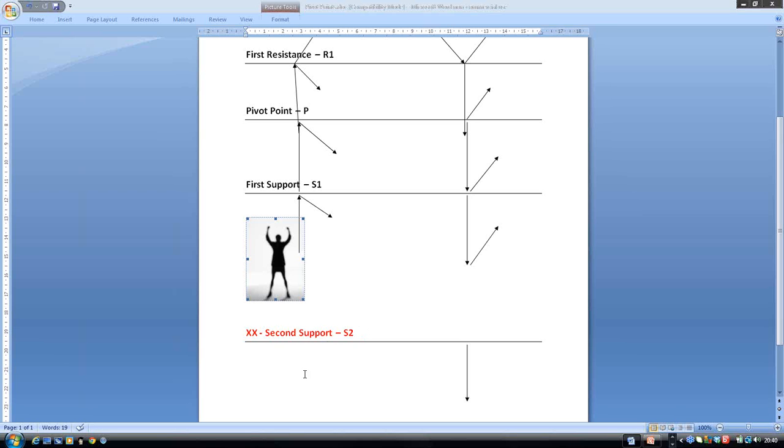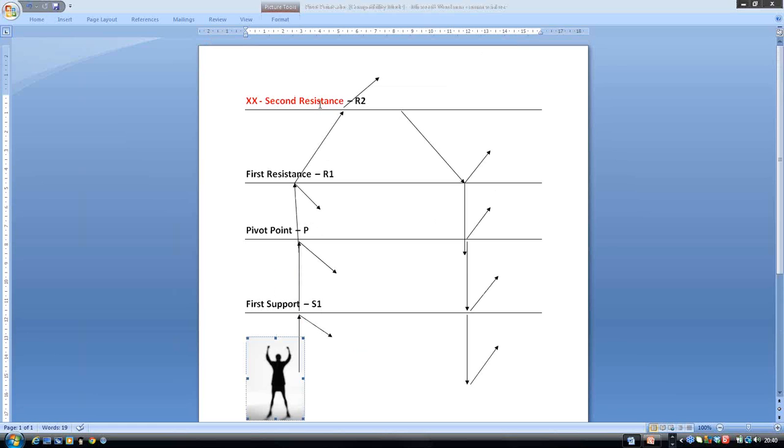So you try to avoid using the second support to trade, same as the second resistance. Basically, you just use the first resistance, the pivot point, and the first support to trade using the pivot point strategy. Okay? So that's how you use the pivot point strategy.